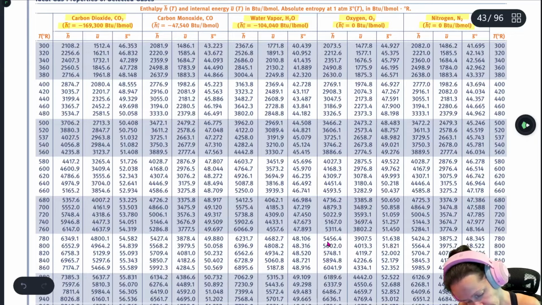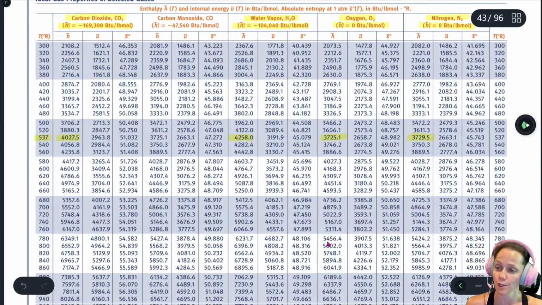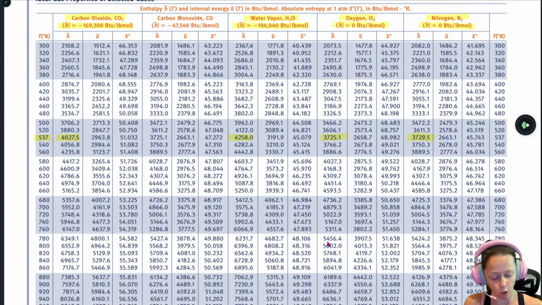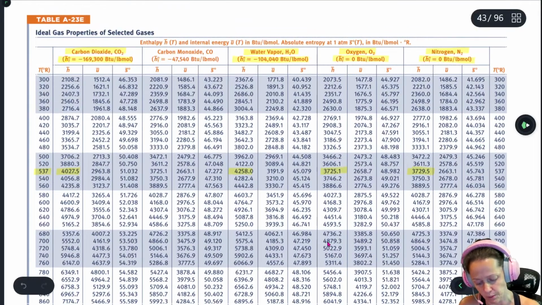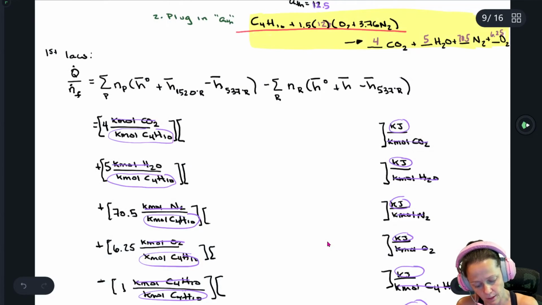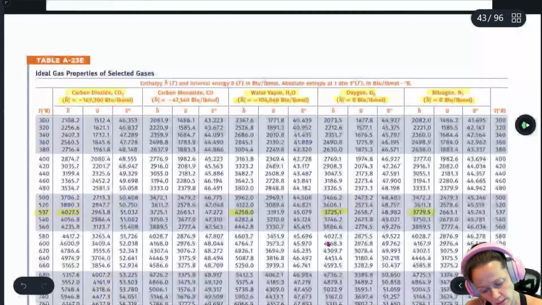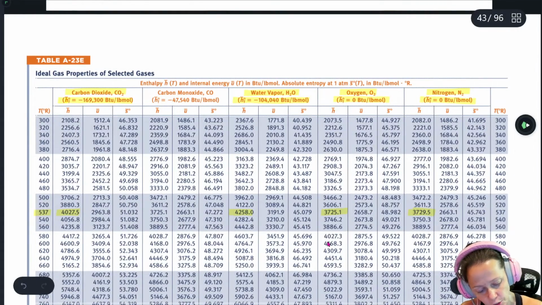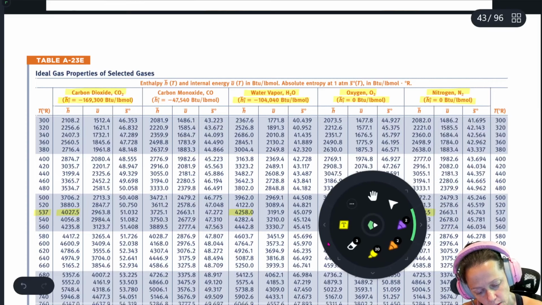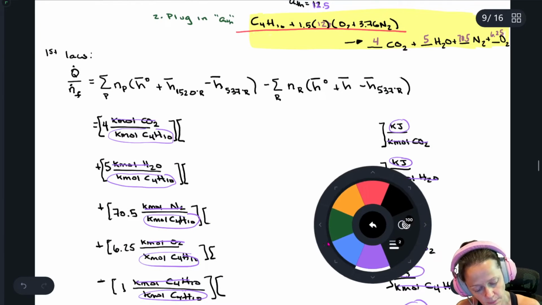So at 537, here's the H bar for CO2, for water vapor, here it is. For oxygen, here it is. For nitrogen, there we go. I'm going to write those on my work, but just so you know, that's where I'm getting them, A23. And you'll notice for nitrogen and for oxygen, the enthalpy of formation is 0. That's kind of nice, isn't it?